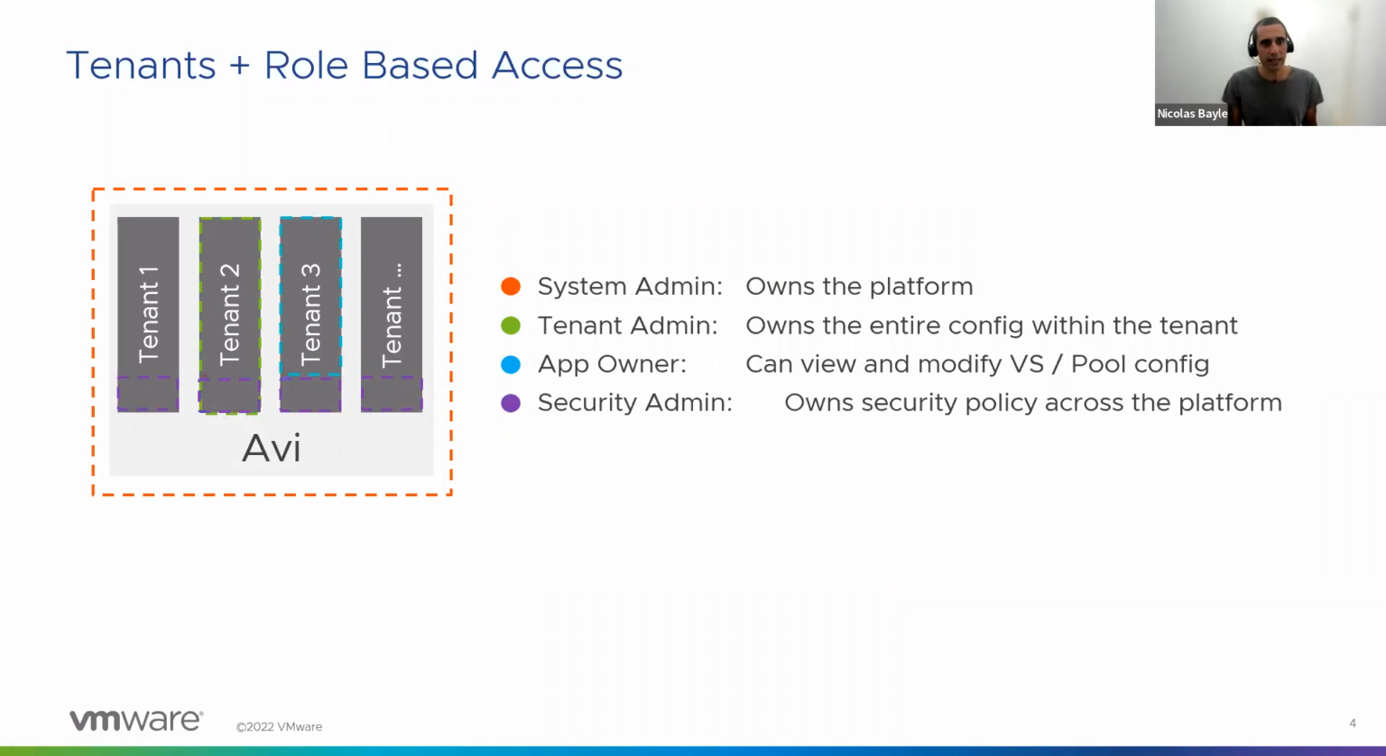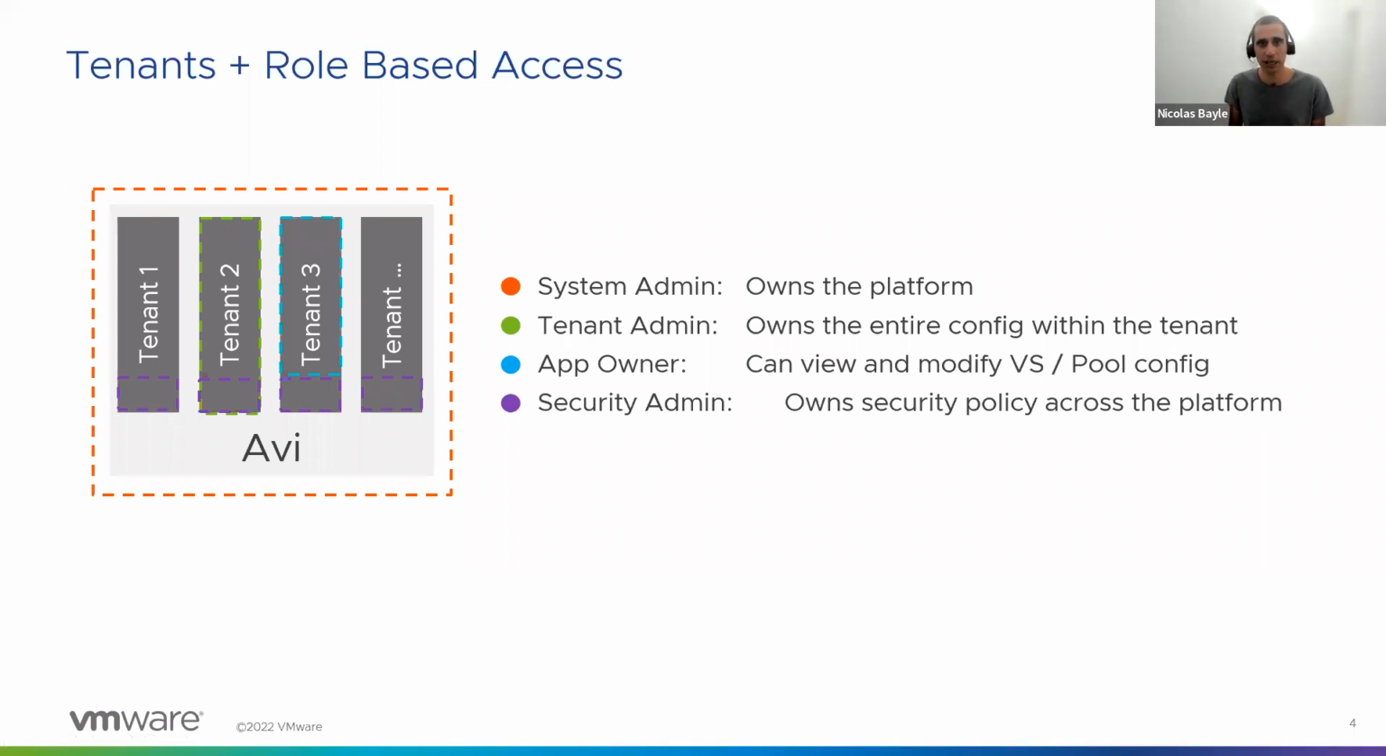And the good thing here is we can combine the two features. We can say we have tenant number 1, tenant number 2, tenant number 3. And of course, I have a system admin, which will own everything. This is this red box here. So I am the admin of the AVI controller. And of course, because I am the admin, I can see everything.